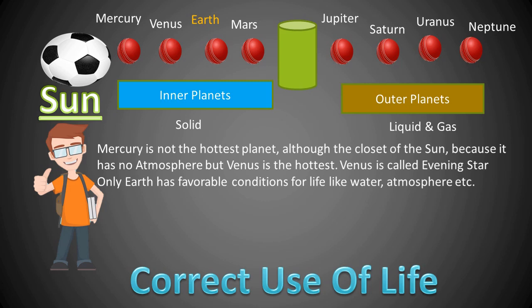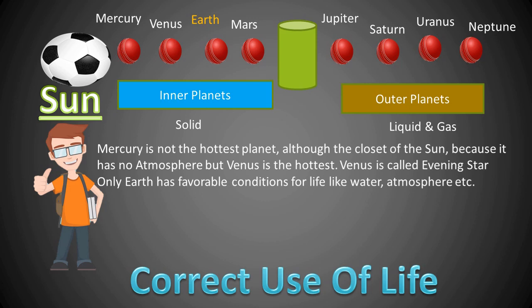Now I am telling you the names of these planets. First, which is the closest to the sun, is Mercury. Then second, Venus. Third, our own Earth. And at fourth, we have Mars. At fifth, we have Jupiter. At sixth, we have Saturn. Then Uranus. And last but not the least is Neptune.